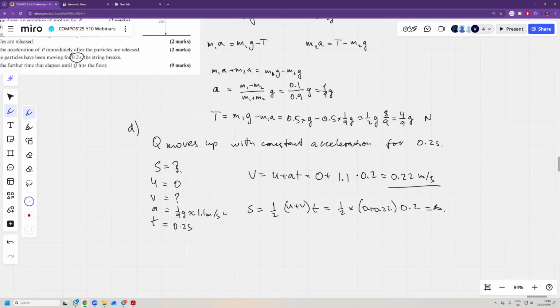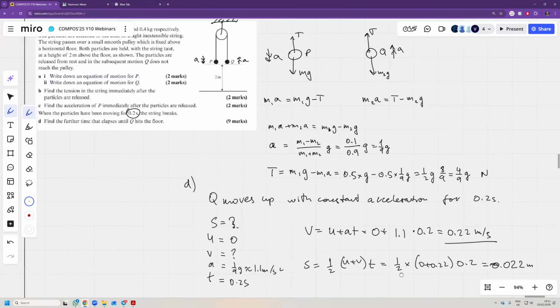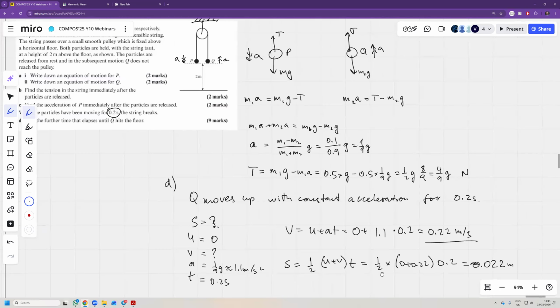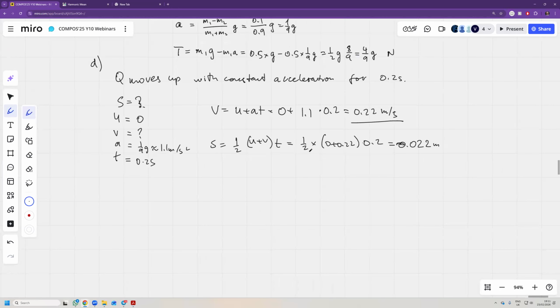That's 0.022 meters. Is it? Oh yeah, 0.2 seconds. You don't fall very far if the speed is only 0.22 meters per second. Okay, so basically what happens with Q is that Q is now at a height of not 2 meters, but 2.022 meters, and it is launched upwards at a speed of 0.22 meters per second.